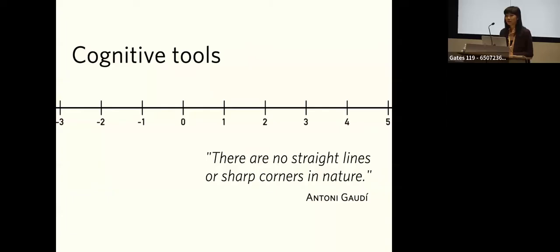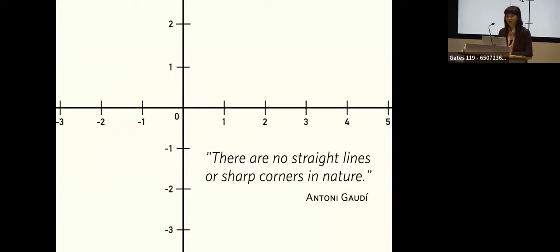I'm going to start my talk by revisiting an observation that the architect Antoni Gaudí once made, that there are no straight lines or sharp corners in nature. And yet somehow we can all look at these axes here and not be totally flabbergasted.